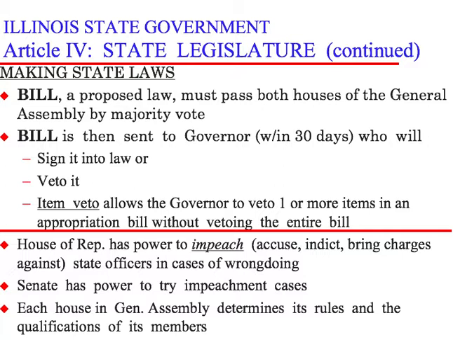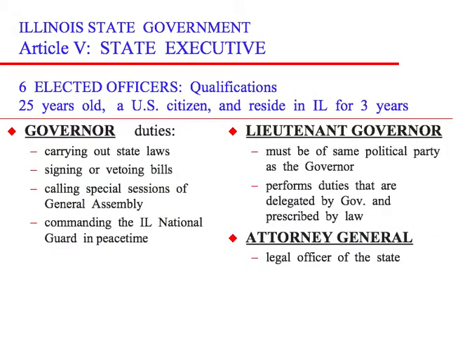The House of Reps has the power to impeach the governor and state officers in case of wrongdoing. The Senate then presides over and hears that impeachment case. Each house of the General Assembly determines its own rules, so they have different rules in each of the houses, and different qualifications for the members.